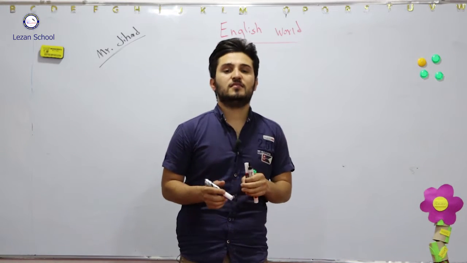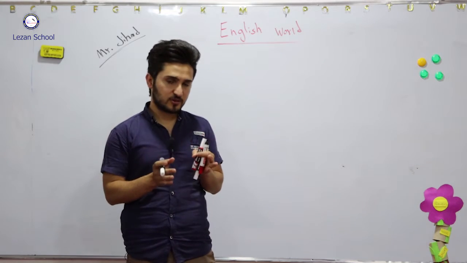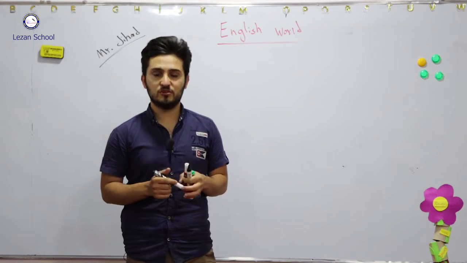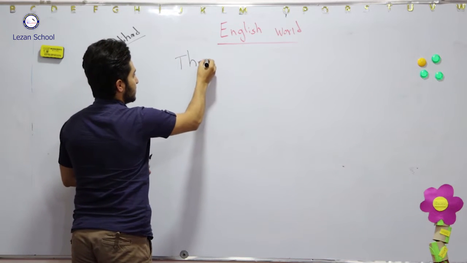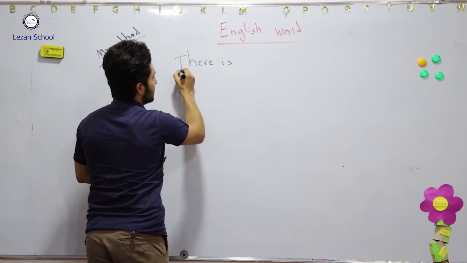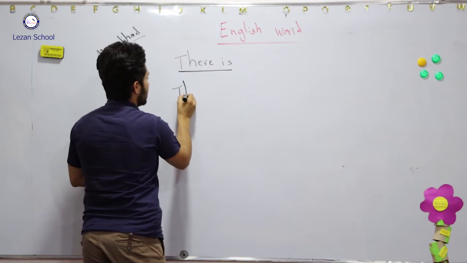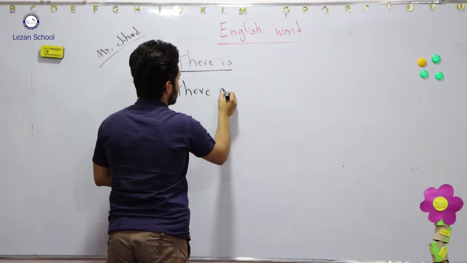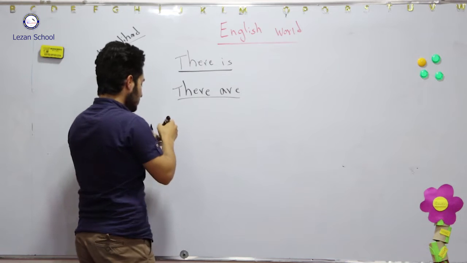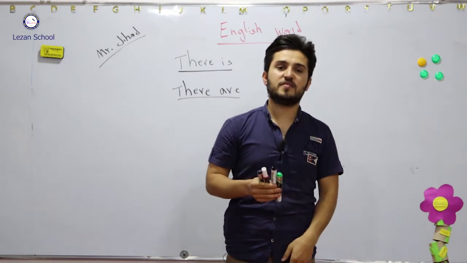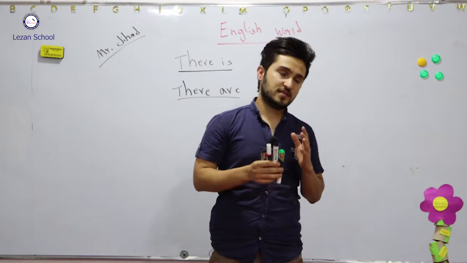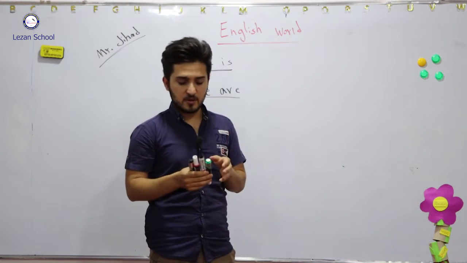Today I'm going to explain English grammar. We know that there is a singular and there are is a plural. There is. Now we are talking about something that exists, something that exists in a particular place.